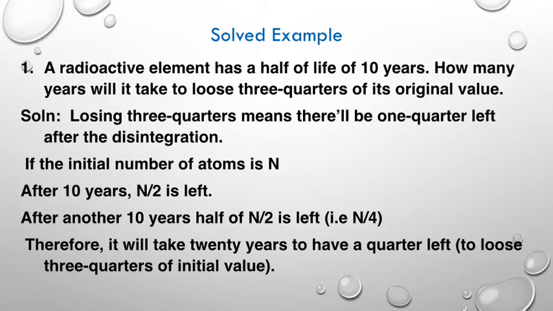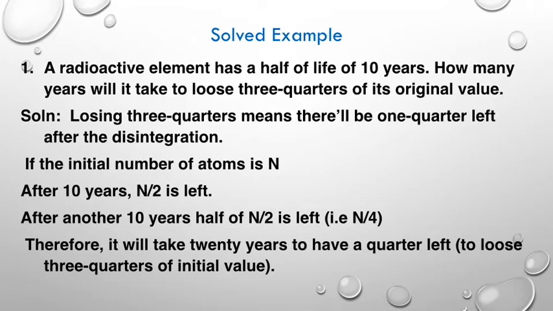We have a radioactive element with a half-life of 10 years. So how many years will it take to lose 3/4 of its original value? Essentially, we are asking you how many years it will take for the radioactive element to have 1/4 of its initial value left. I mean, when you lose 3/4, that means you have 1/4 left.